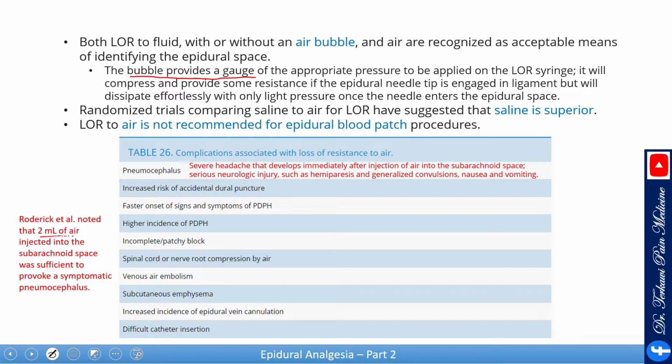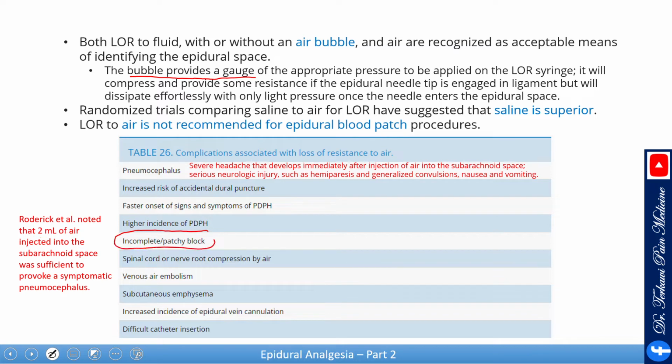Usually the symptoms are very fast, rapidly developing: severe headache immediately after an injection once the air enters the subarachnoid space. Serious neurological injuries such as hemiparesis and generalized convulsion, nausea, and vomiting can occur. Another complication associated with loss of resistance to air: increased risk of accidental dural puncture, faster onset of signs and symptoms of post-dural puncture headache, higher incidence of post-dural puncture headache, incomplete patchy block.